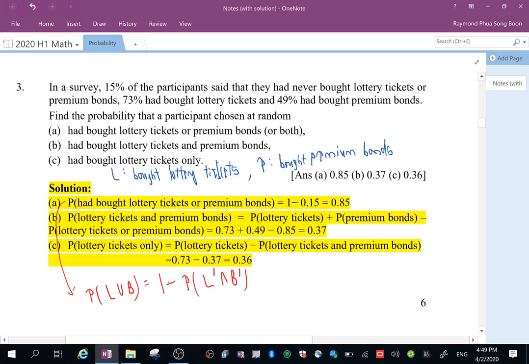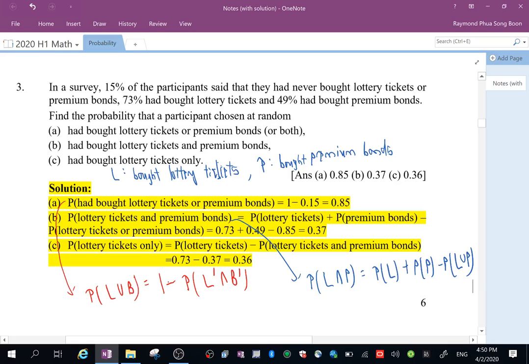Okay, part B. The probability a participant has bought lottery tickets and premium bonds. So that means probability L intersect P. All right, so probability L intersect P will be equal to P(L) plus P(P) minus P(L union P). This is from the manipulation of the laws of probability. So P(L) we know is 0.73. The probability of P, that the participant has bought premium bonds, is 0.49, and P(L union P) is the answer to part A, that the participant has bought lottery tickets or premium bonds or both. So it's 0.85. So that's how we get the answer for part B.